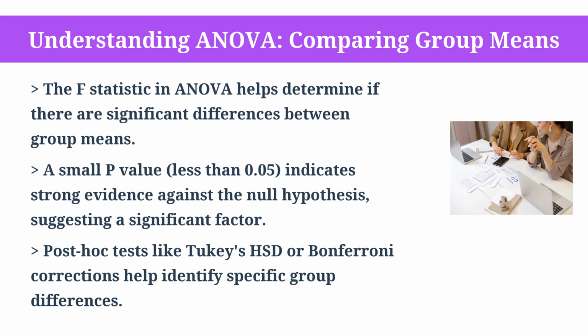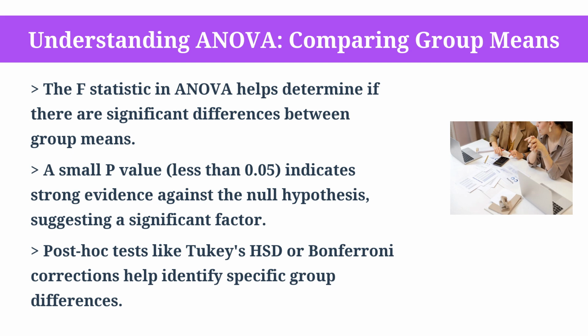First off, let's talk about the F statistic. This is a key value in ANOVA that tells us whether our null hypothesis, which states there are no differences between group means, should be rejected or not. If your F statistic is large and its associated p-value is small, it indicates that at least one of your groups has a mean significantly different from the others.